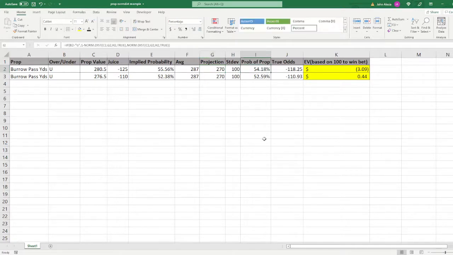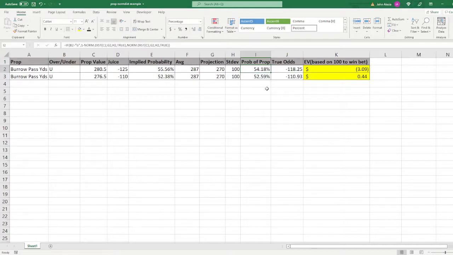Now, the probability of this prop hitting based on my projection. This is where the secret sauce comes in. This is normal distribution, so you're going to have to write this formula. Again, if you need help with the formula, comments down below, Discord. I can send you guys a copy of this example spreadsheet, and you could do this for yourself. Just hit me up in the Sharp Bets Discord, and I'll help you guys out with the formulas.